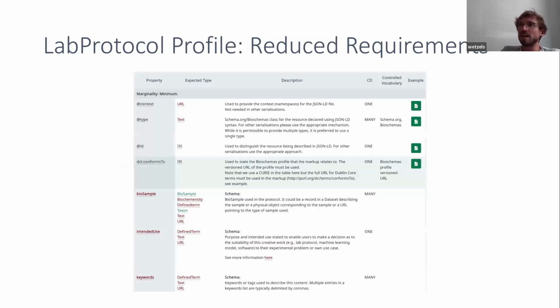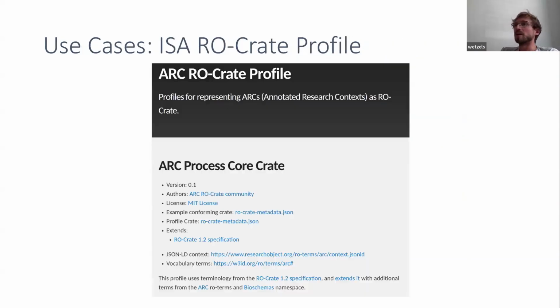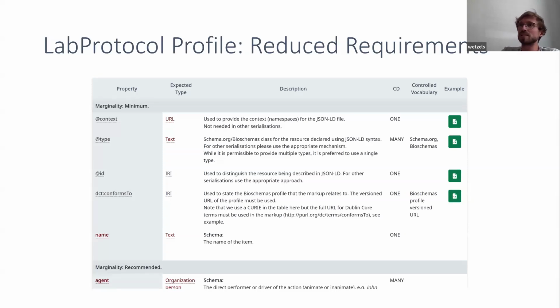For the profiles, we reduced the actual requirements significantly. Previously, the LabProtocol profile had as a minimum requirement a biosample, intended use, keywords, and lots more. In the revised version of the profile, as a minimum we just have a name. All other properties are either recommended or optional. And the same holds for the LabProcess profile, which has very few hard requirements for it to be valid.